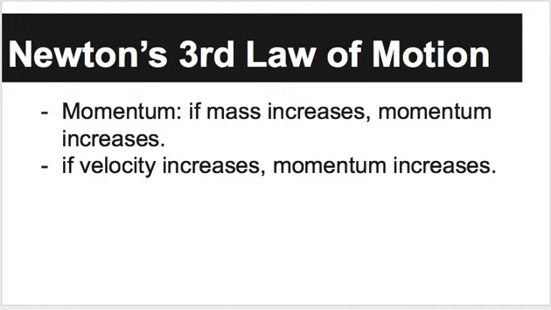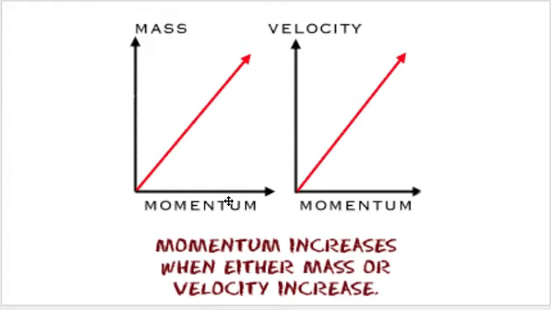Either one or both. So here's our graphs for that. We have mass on the y-axis, momentum on the x. So as one goes up, the other one goes up. Same with velocity. Velocity is on my y, momentum's on my x. As one goes up, the other one goes up. As one goes down, the other one goes down. So those are directly proportional.